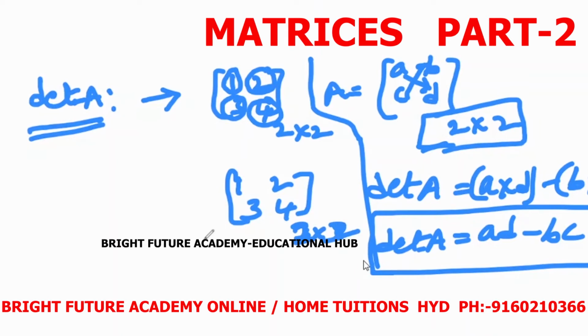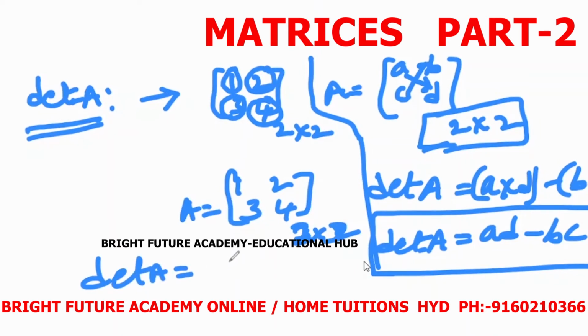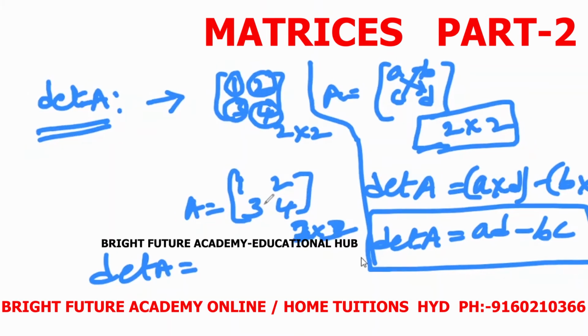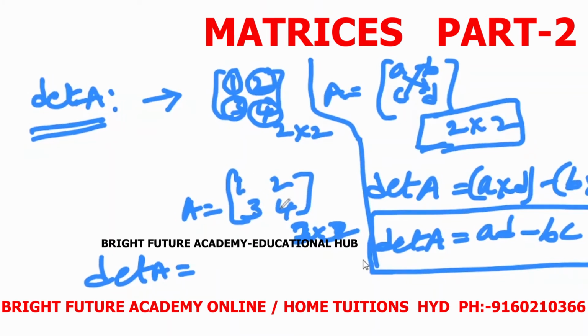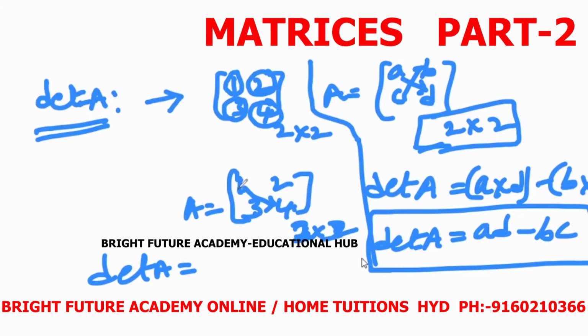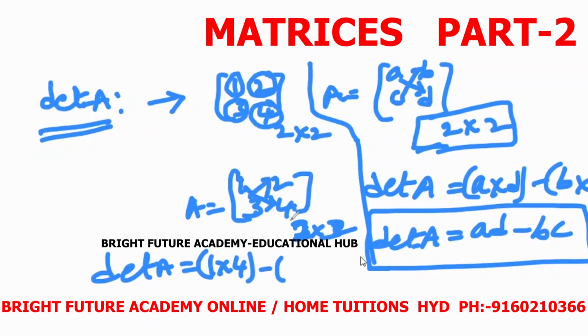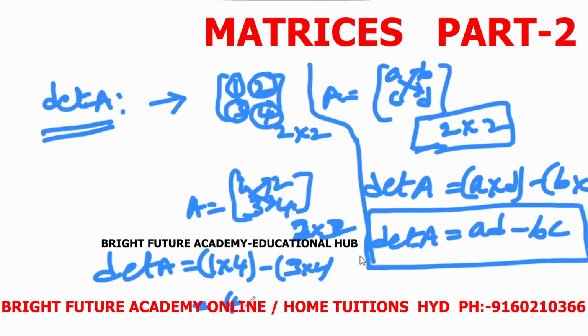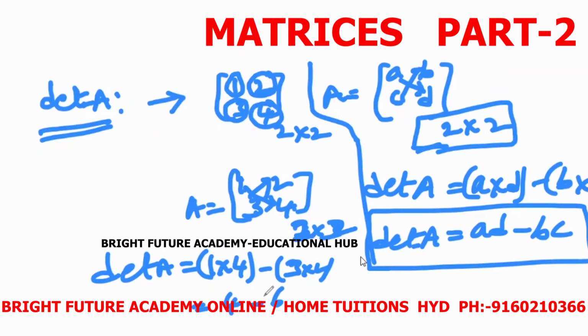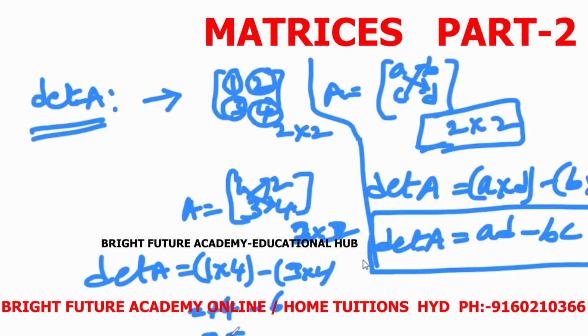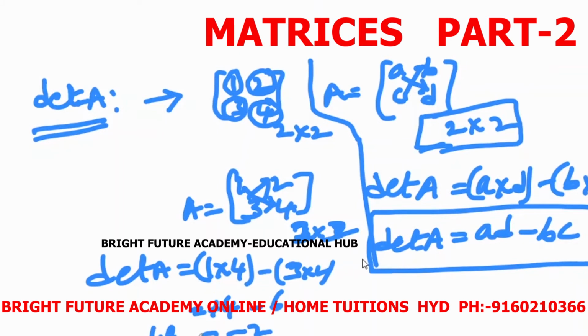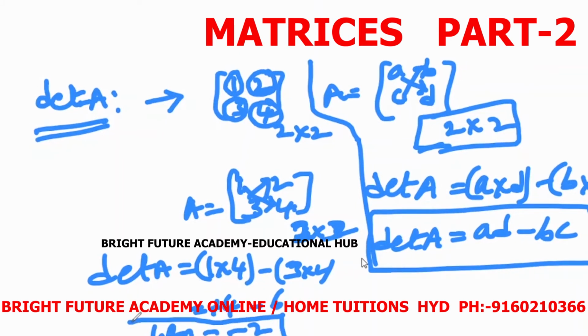Tell me now, what is the value here? ad means 1 into 4, minus bc, 3 into 2, or 2 into 3. Now 4 minus 6. What's the result? Minus 2. Here the value of determinant A, how much did we get? Minus 2.